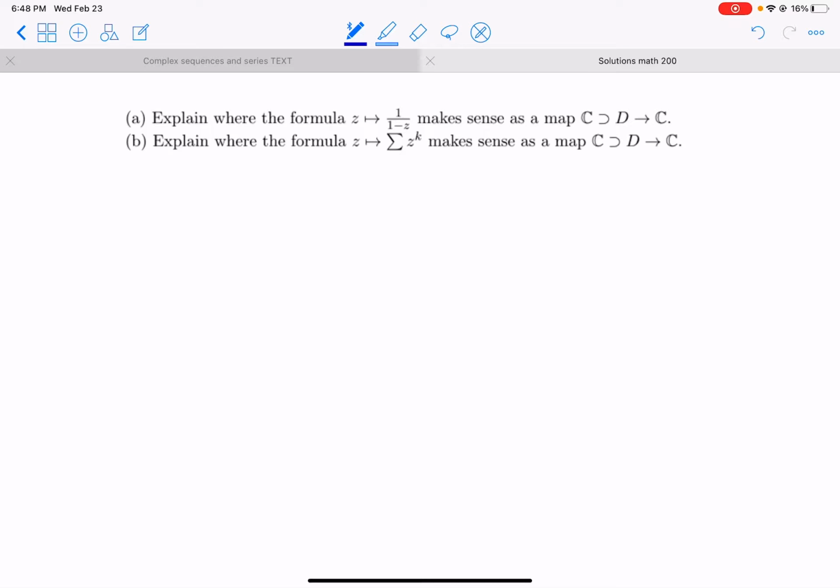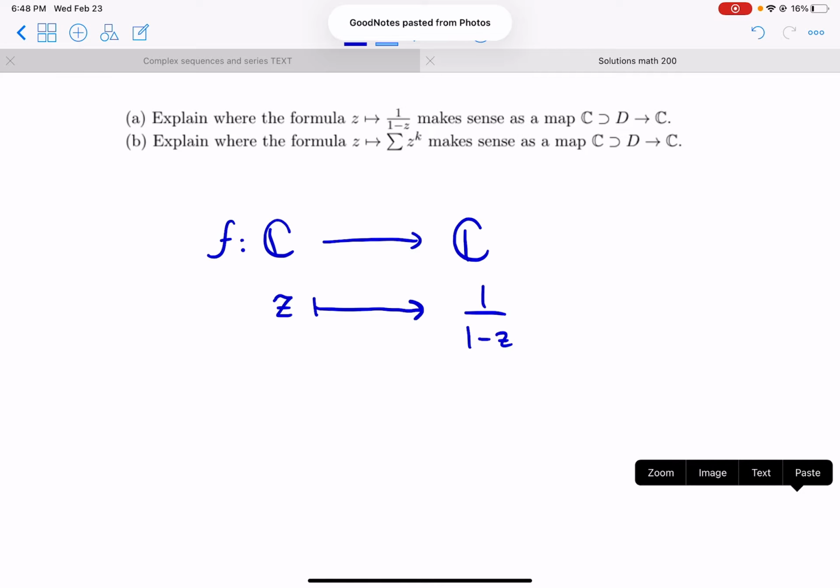Okay, hi everybody. So let's look at this formula first. We're attempting to have a map from the complex numbers to the complex numbers. We could even give that map a name. It should take the complex number z and send it to the complex number 1 divided by 1 minus z. Now, if you put this in a computer, it won't complain.